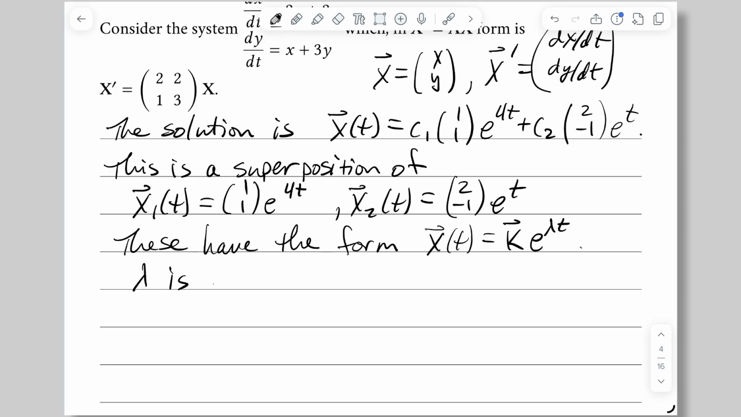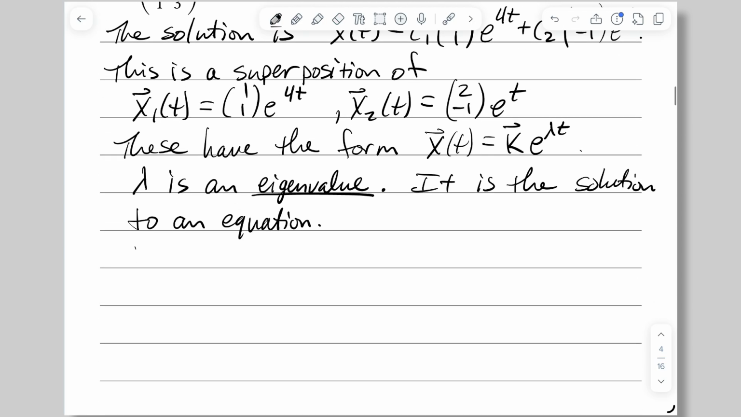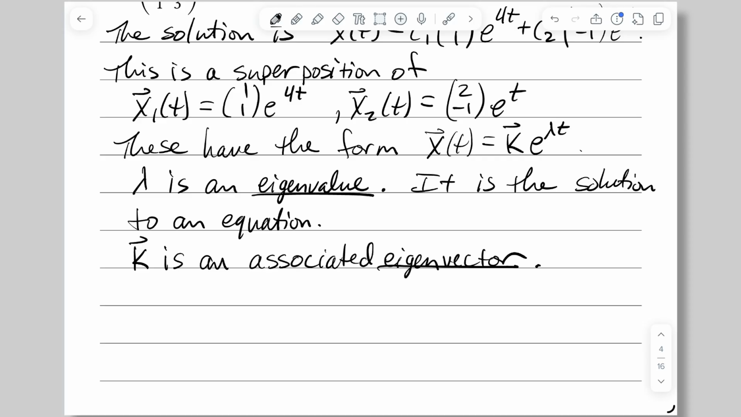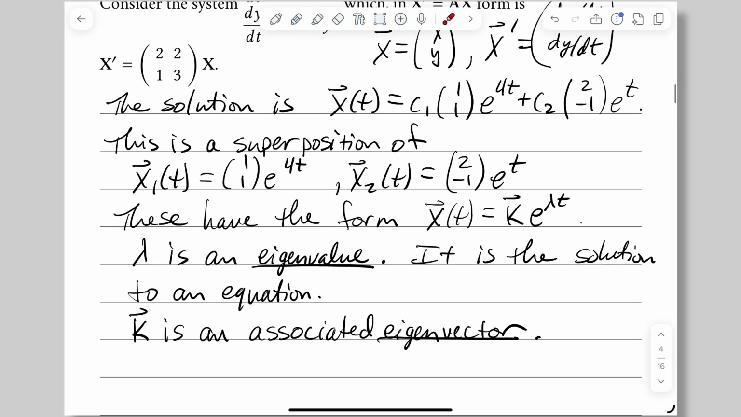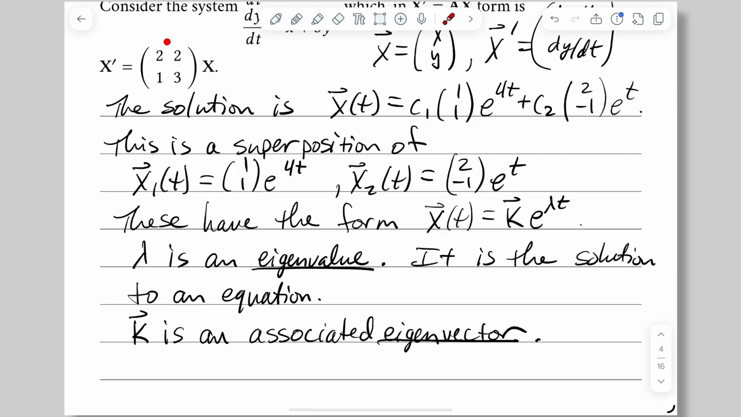Lambda is called an eigenvalue. It's the solution to a particular equation that we're going to look at later. K is what we call an eigenvector, and it's actually the eigenvector associated with an eigenvalue lambda. So that you can see the relationship between an eigenvector and an eigenvalue, and its relationship to a matrix.